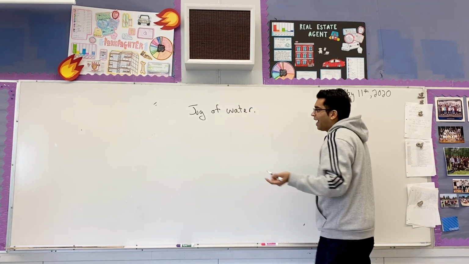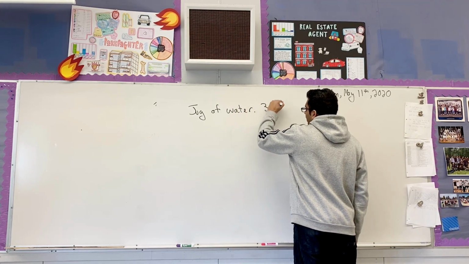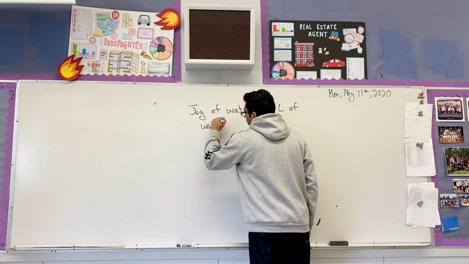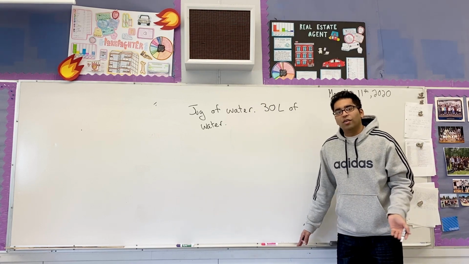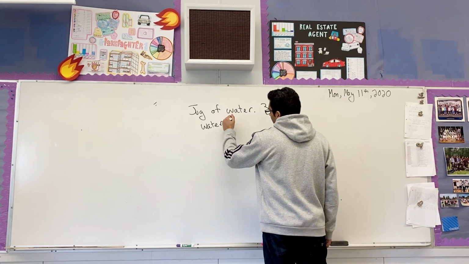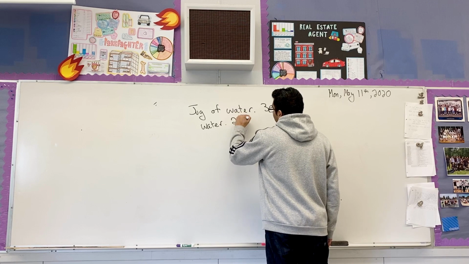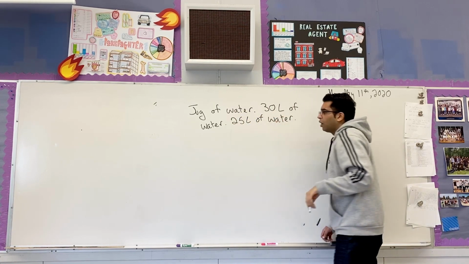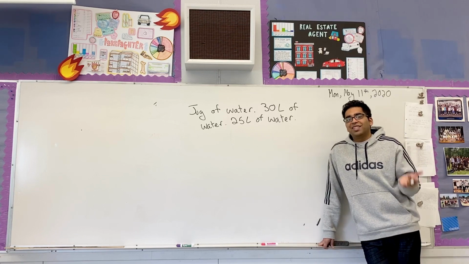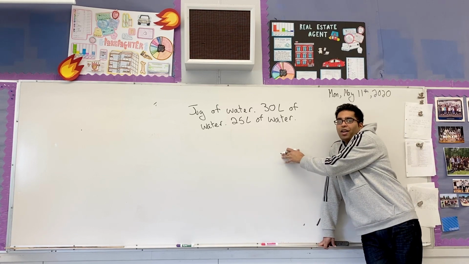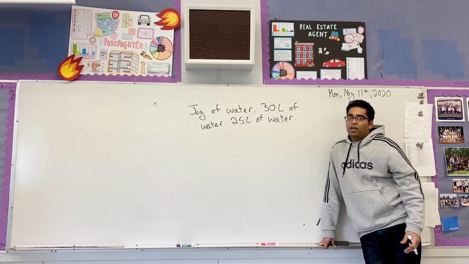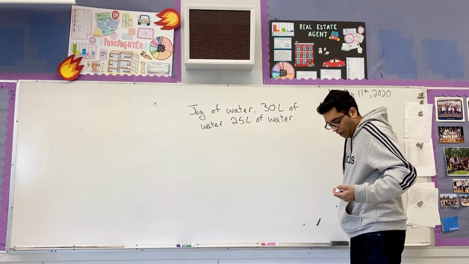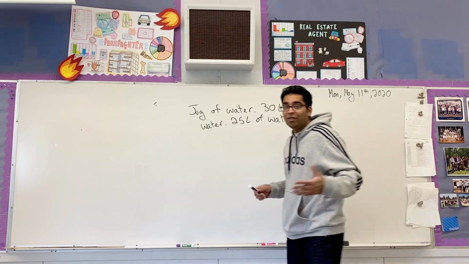At one point it had 30 liters of water. Some of it spilled out. It now has, let's say, 25 liters of water. We want to know what percent of the water has been spilled out. The way to do that is a very simple formula. I know you guys are probably tired of formulas by now, but get used to it.